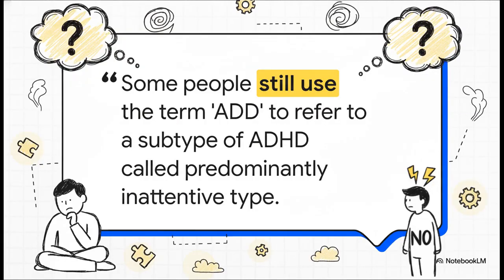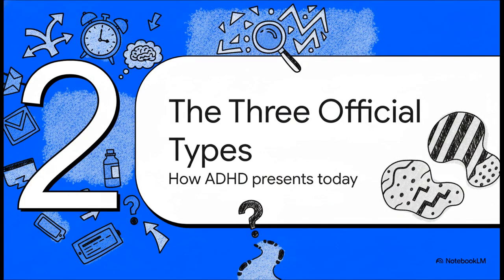Okay, so if it's an old term, why do we still hear it all the time? Well, it's basically become shorthand. A lot of people use ADD when they're talking about a specific type of ADHD, the kind where a kid isn't bouncing off the walls, the kind that's more about inattention. We're going to dig into exactly what that means right now. And that leads us perfectly into how ADHD is officially seen today.